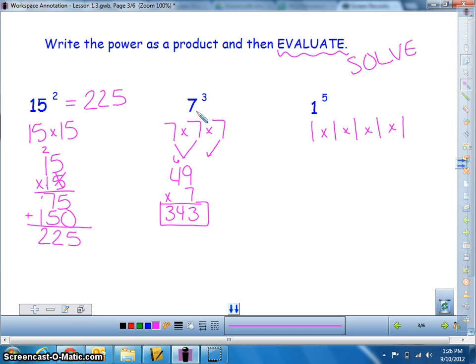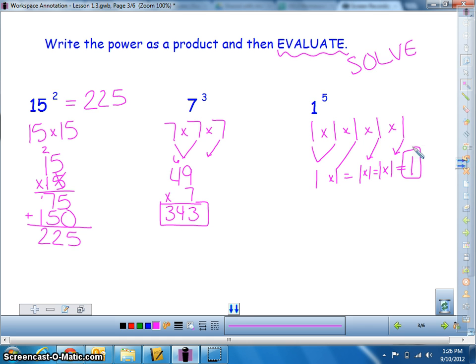So let's go ahead and work this one out. What do we get when we take 1 times 1? 1. All right, 1 times 1 again is 1. No matter how many times we take it, it equals 1. So 1 times 1 times 1 times 1 times 1 equals 1. Our answer is going to be 1.